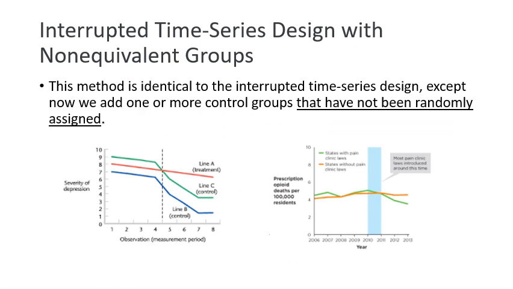An interrupted time series design with non-equivalent groups is just the same, except that we add a control group, maybe 2 control groups that haven't been randomly assigned. So in this first example, we have a treatment and we're measuring depression over time. Whatever the observation period, these could represent days or weeks, we don't know. The severity of depression is measured on this 1 to 10 scale. We have this group who received the treatment, and in this red line, we see that their baseline scores are around the 7 to 8 level.